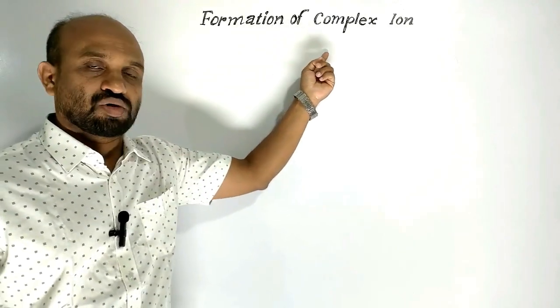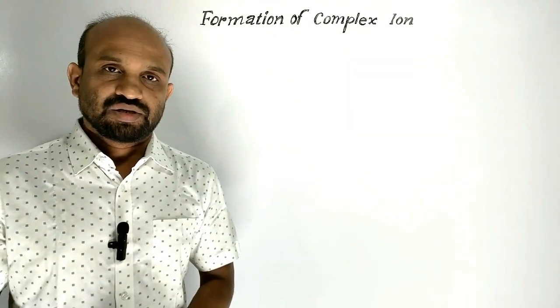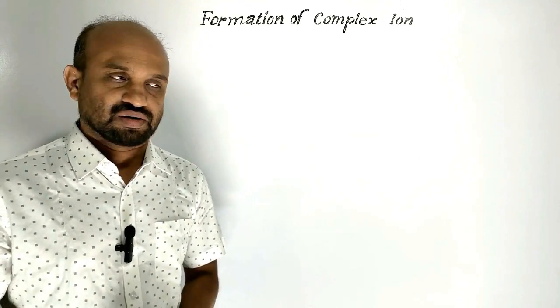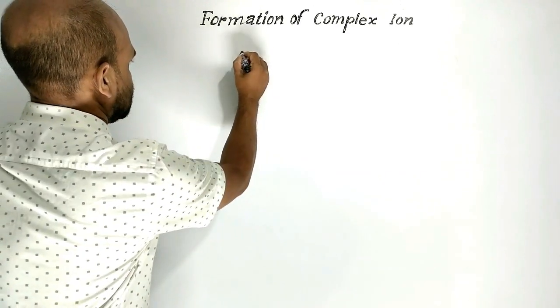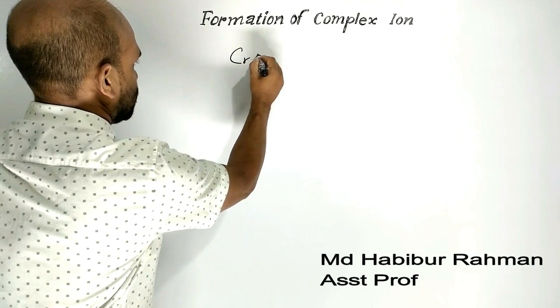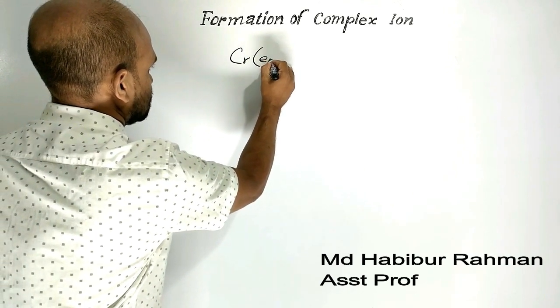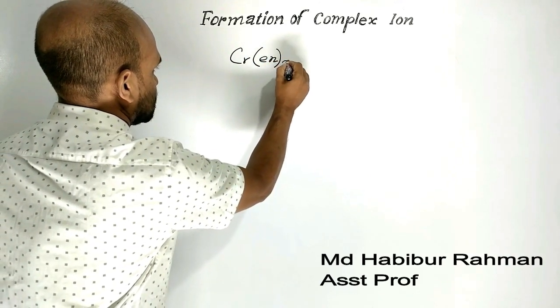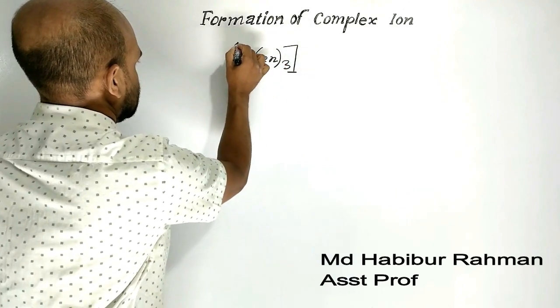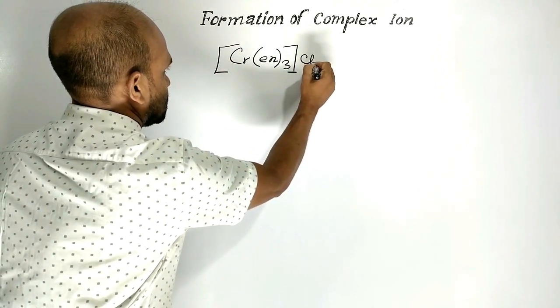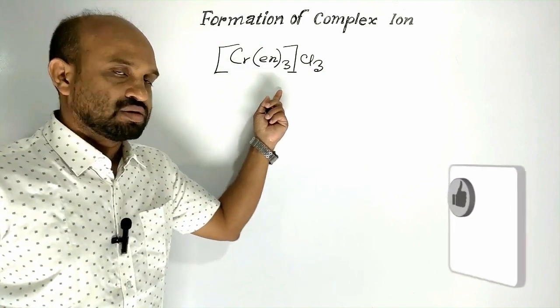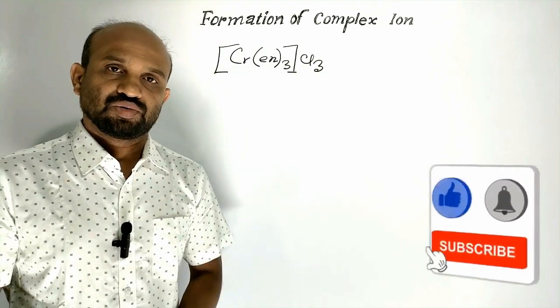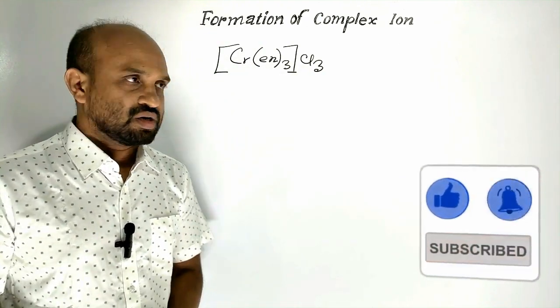Formation of complex ion. Let us see a compound with complex ion. Chromium 3 Cl3. This is a compound with complex ion.